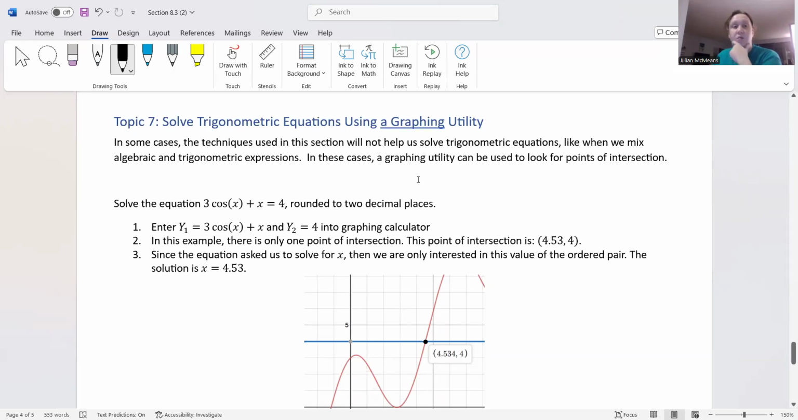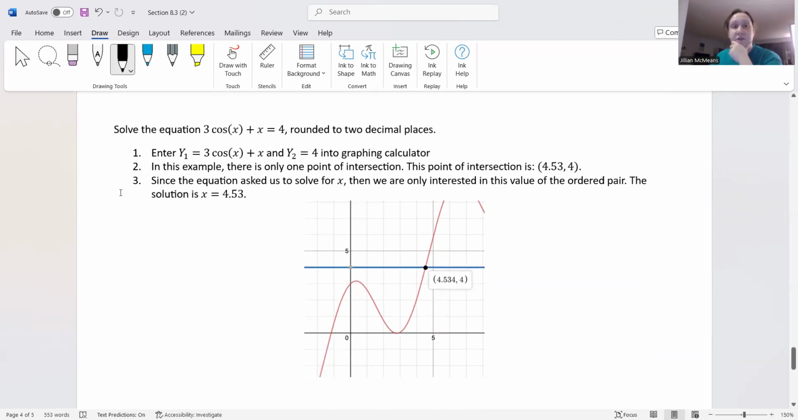Okay, so right here it says in some cases the techniques used in this section will not help us solve trigonometric equations, like when we mix algebraic and trigonometric expressions, and that's what's happening in this example down here. So in cases like this, we're going to have to look at some kind of graphing utility. So Desmos or our calculator, and again, I don't really love the idea of Desmos on a test because it does too much. Okay. So the question here is solve the following equation.